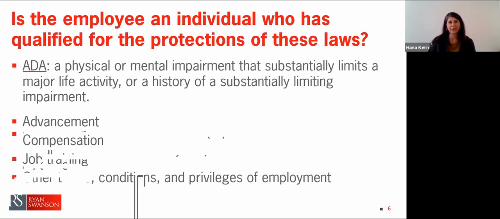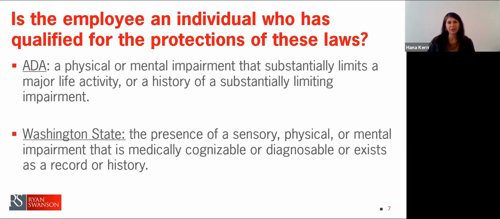So then we look at, well, is the employee an individual who is qualified for the protection of these laws? Under the ADA, we're talking about someone who has a physical or mental impairment that substantially limits a major life activity, or a history of a substantially limiting impairment. Our standard here in Washington is broader than that. It's more comprehensive. It says it's the presence of a sensory, physical, or mental impairment that is medically cognizable or diagnosable or exists as a record or history. Crystal clear, right? No vagueness there.